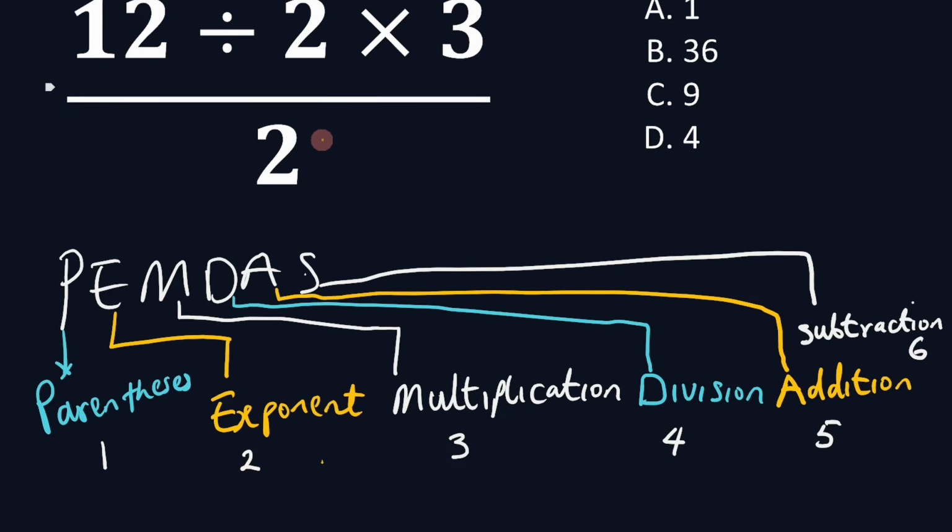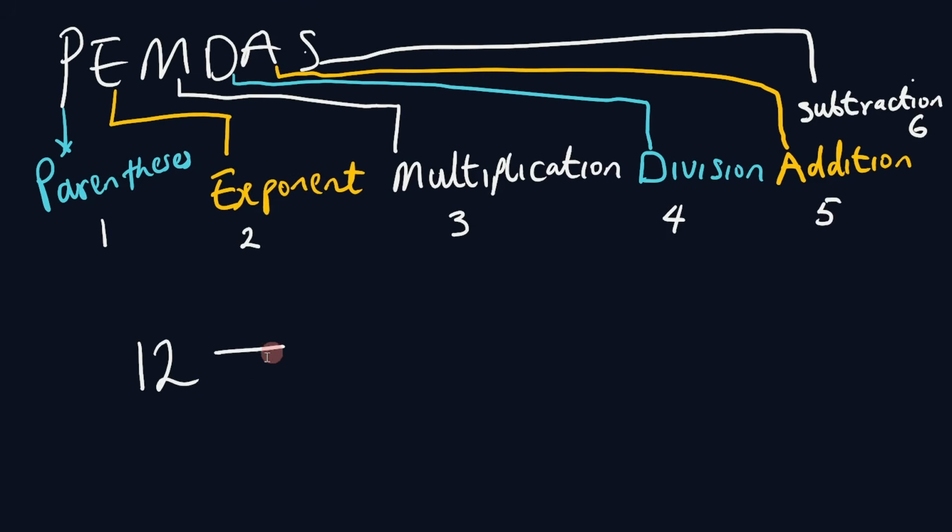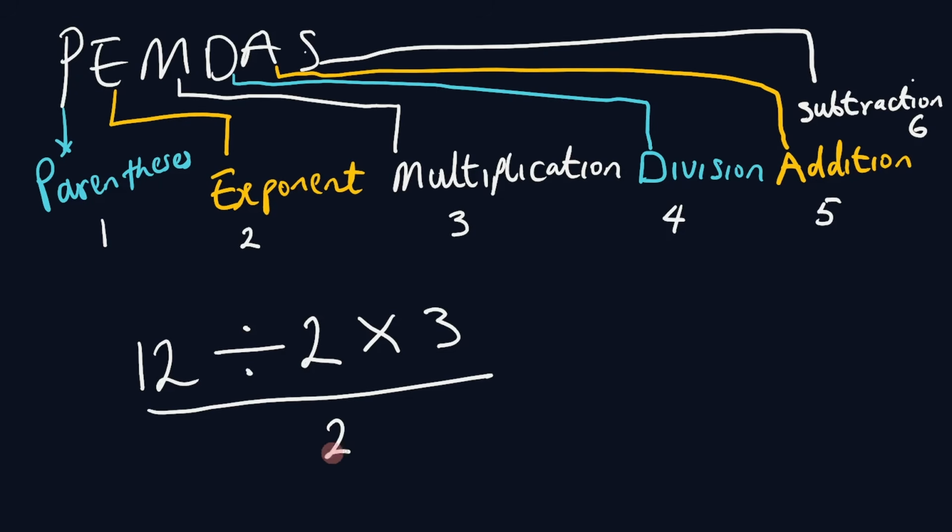So the wrong way students solve this is to begin by solving multiplication first, because the order says that we should solve multiplication first. And here is what they do. Let's write out the question for clarity's sake. The question is 12 divided by 2 multiplied by 3, all divided by 2. They multiply 2 and 3 first, which will give us 6. We have 2 times 3 is 6.